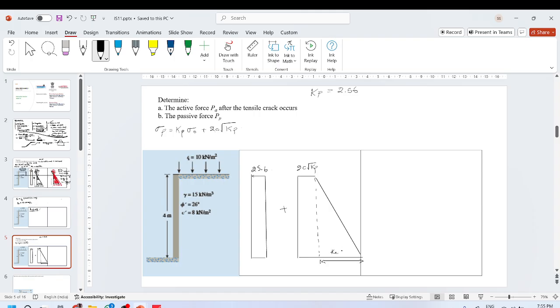This will be Ka sigma naught. Basically, this will be... Can you calculate the base length? 179 point, total value, bottom. 179.46. And top here is 25.6.